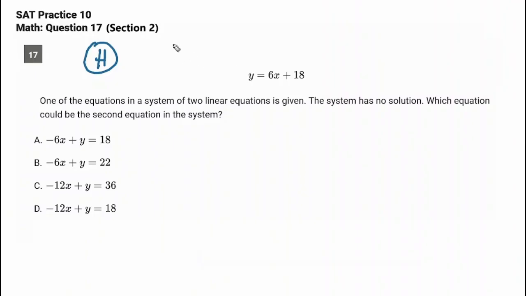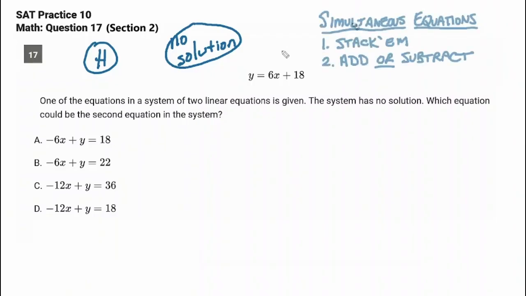All right, we're going to write down what we're looking for. The important thing here is no solution. Guys, this problem is simultaneous equations. How do I know? Well, I got two equations. I got one here, and then in the right answer, I'm going to have another one. And Evil Testing Service flatly tells us two equations. Simultaneous equations are always the same. We're going to stack them up, and then we're going to add or subtract.